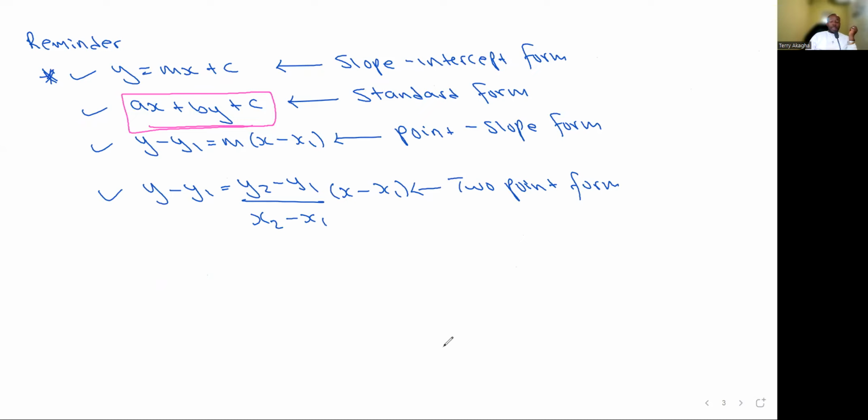Now, the next one I'm going to talk about is going to be perpendicular line. Is that okay? Perpendicular line.